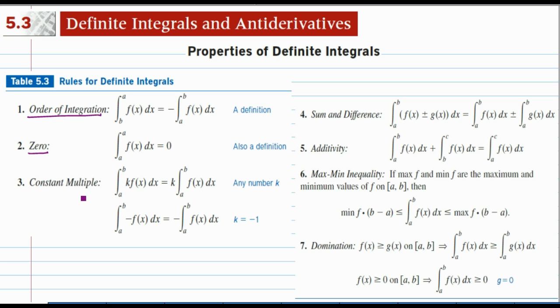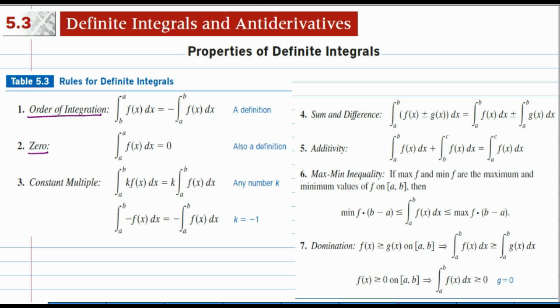Constant multiple. Remember, an integral is a sum. It's adding a whole bunch of different things. So if you have a constant in here, every single piece you add up is going to have that constant in it, which means you can factor that out. You can pull that outside of the integral. Just a constant, though. You can only split up multiplication when it's a constant in an integral.